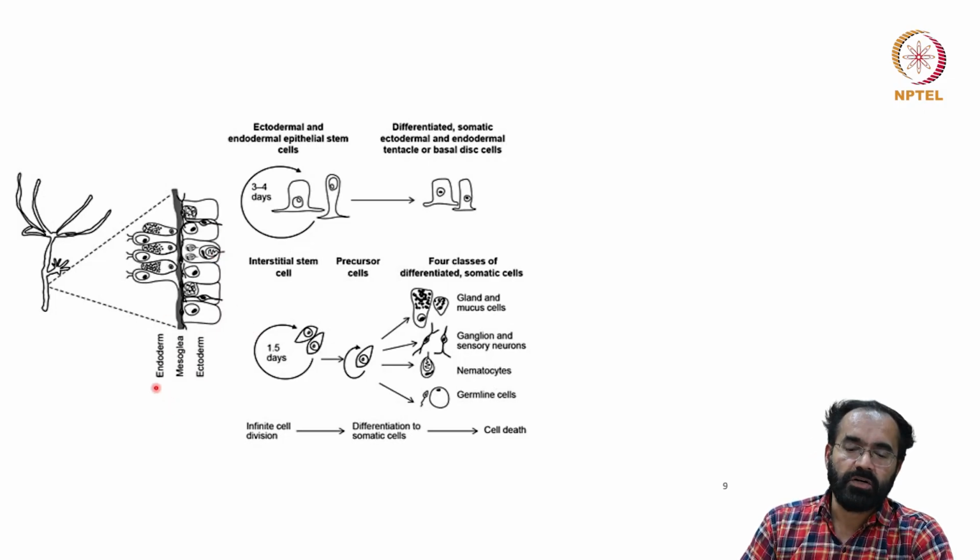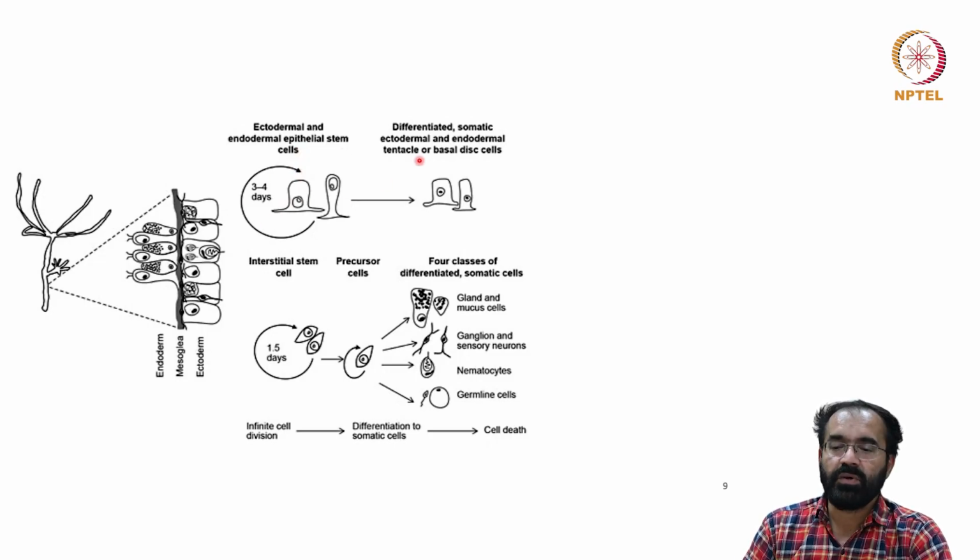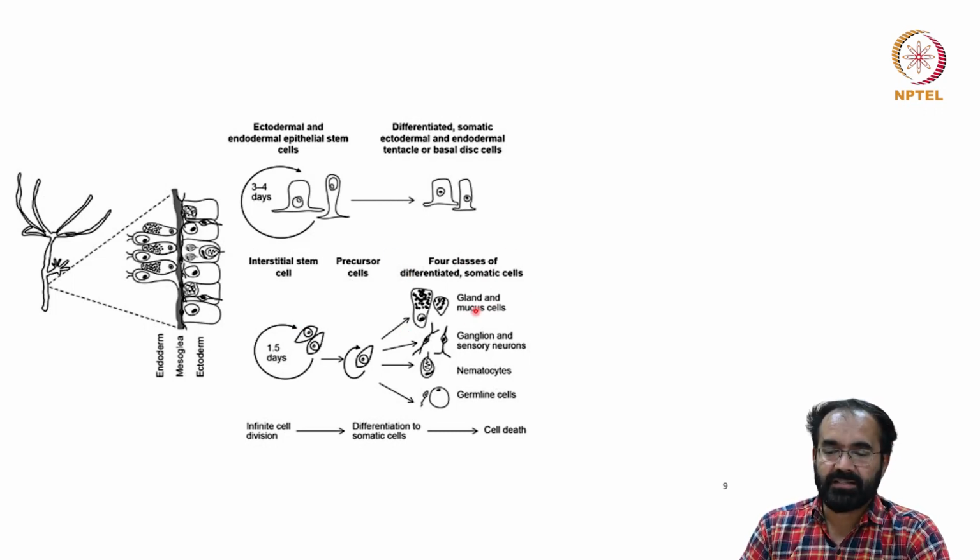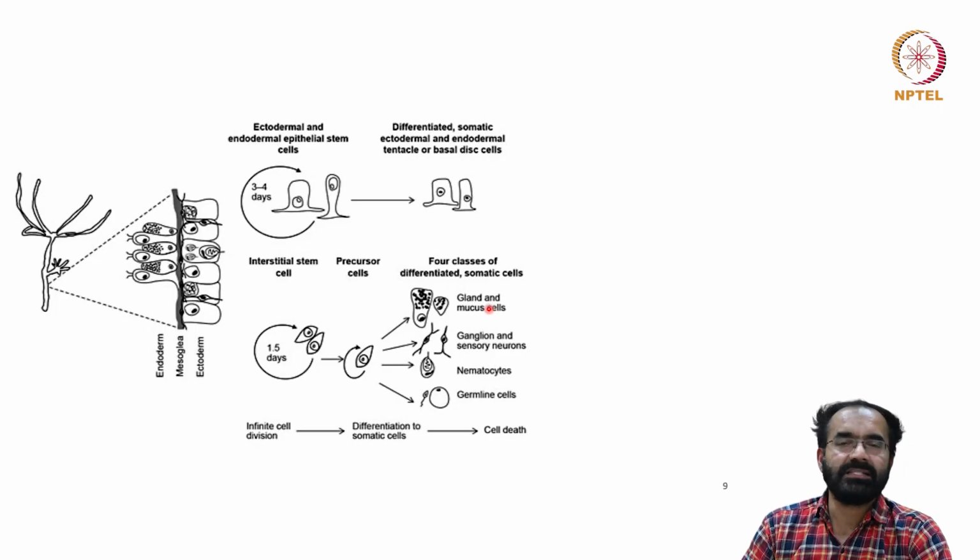You have endoderm, mesoglea and ectoderm, and you can see the cells located there. The ectodermal and endodermal epithelial stem cells keep cycling around every 3 to 4 days, and they can get differentiated into somatic ectodermal and endodermal tentacle or basal disc cells. You can see this is a stem cell and this is a precursor cell, and here at the bottom you can see 4 classes of differentiated somatic cells. The nature of these cells is not important.